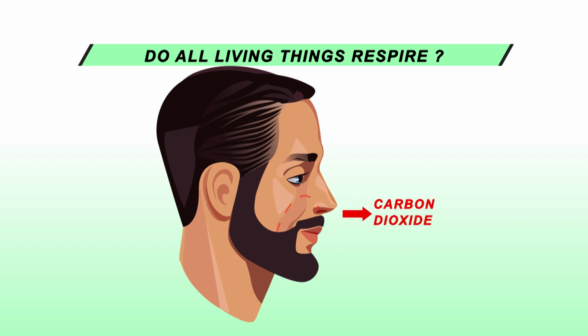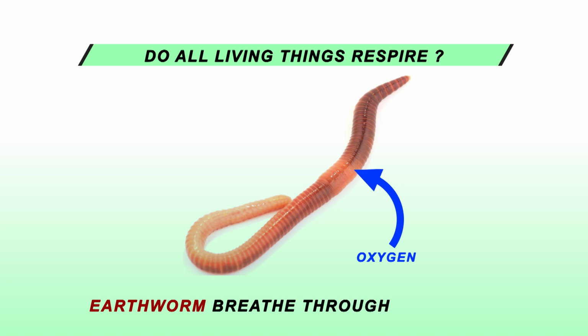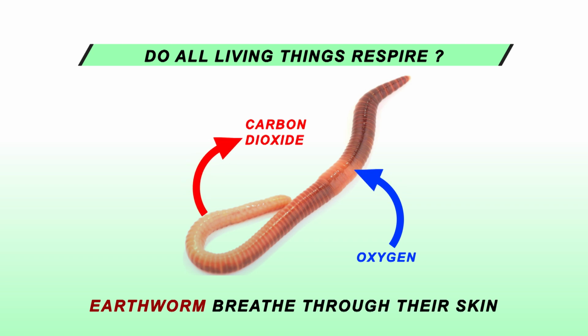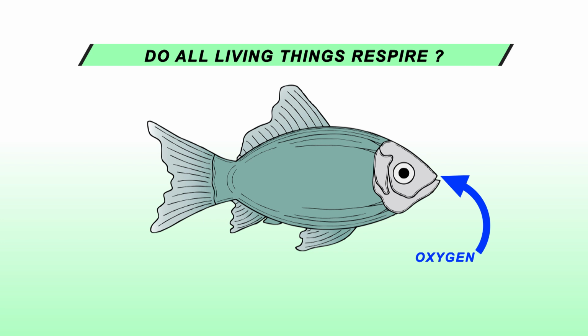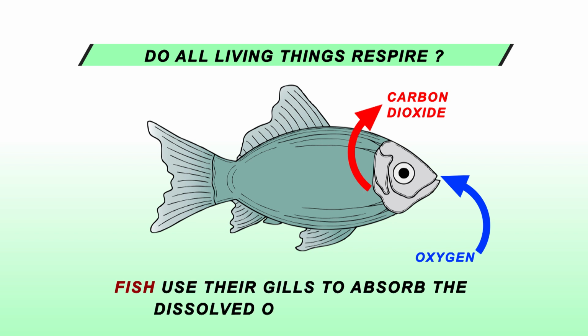Have you seen cows, cats and dogs while sleeping? The process of breathing is similar to ours. Indeed, respiration is necessary for all living things because the body obtains energy from the food it takes through respiration. But the mechanism of respiration may differ in animals. For example, earthworms breathe through their skin. Fish use their gills to absorb the dissolved oxygen in water, about which we have discussed earlier.